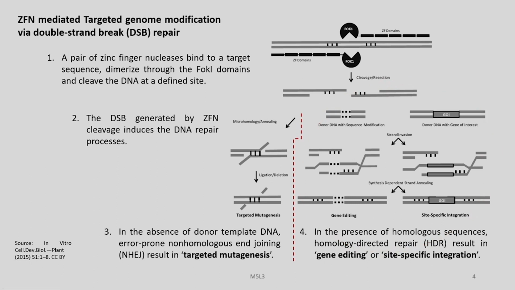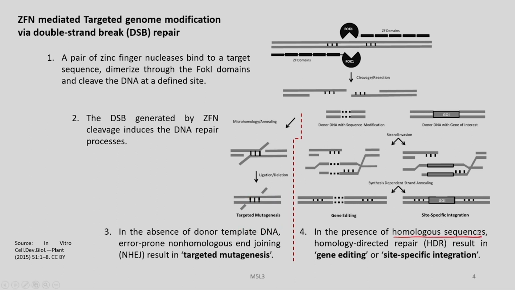In the absence of donor template, error prone non-homologous end joining will result in targeted mutagenesis. Here the important concept is the microhomology annealing, and then the ligation or the deletion, and the final output is the targeted mutagenesis.